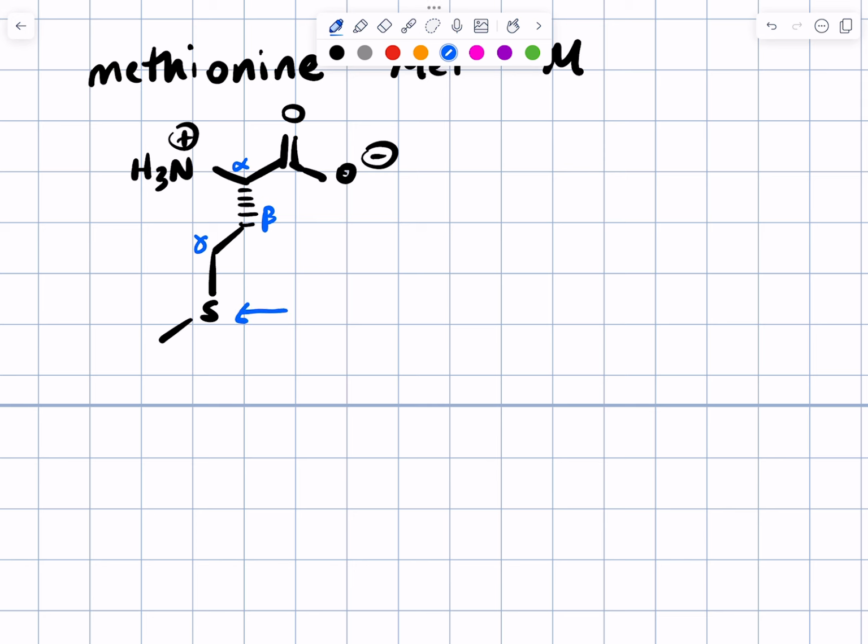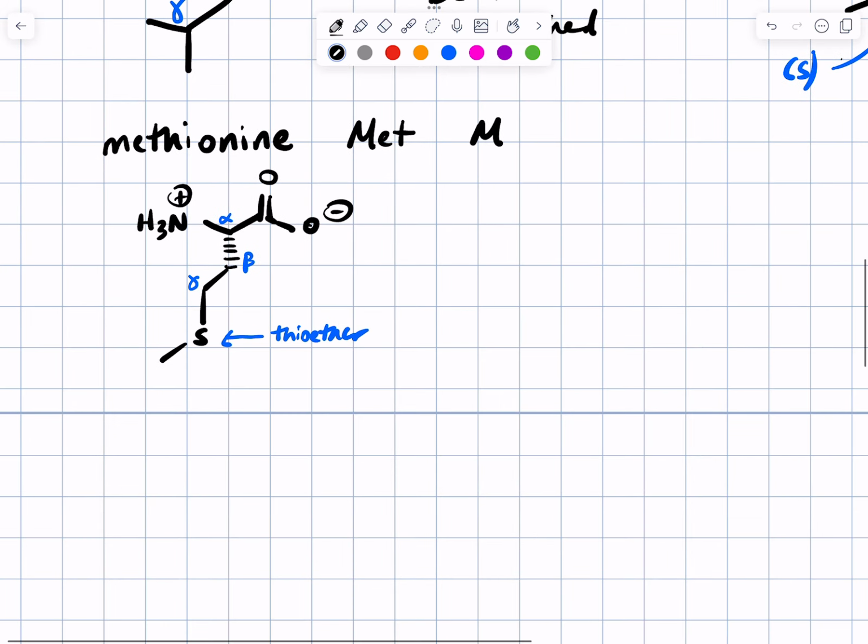This functional group is a weird one. You haven't seen it before. That's called a thioether. Overall, methionine is relatively hydrophobic like the other nonpolar amino acids, though it turns out this thioether can do some interesting chemistry that we won't talk about for the most part.